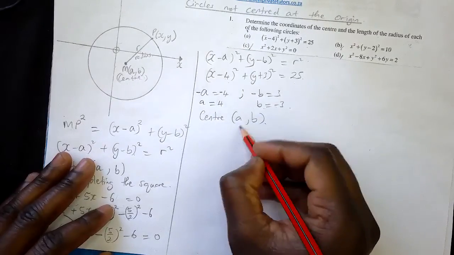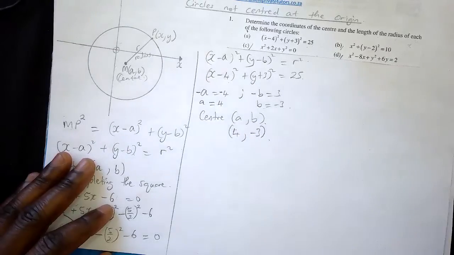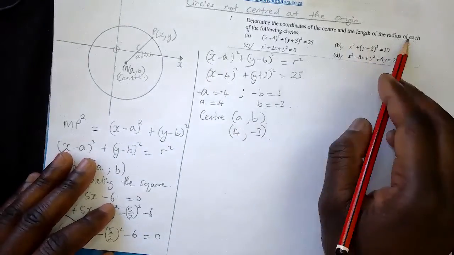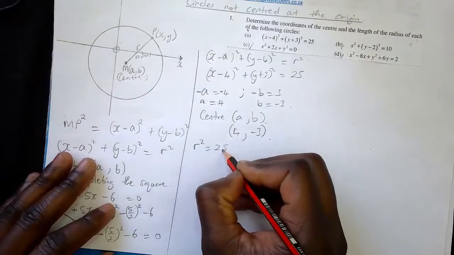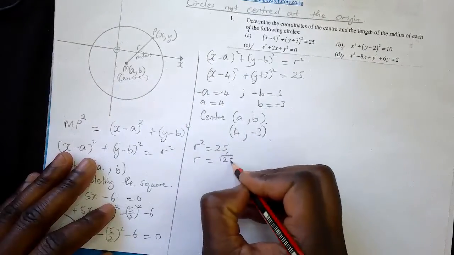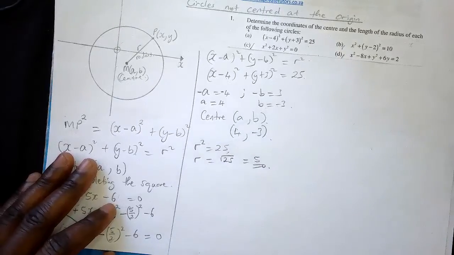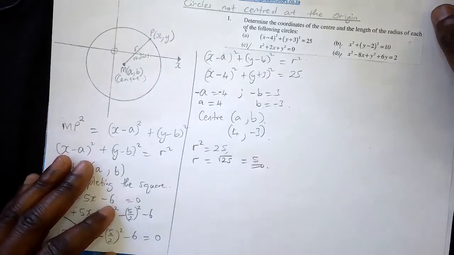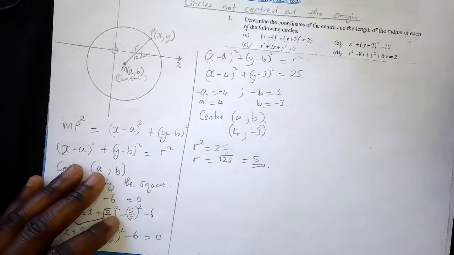What is our A? It is 4. What is our B? Negative 3. That's our center. What about the length of the radius? We know that r squared is equal to 25. So r is going to be equal to the root of 25, which we'll get as 5. Remember, here you can't put plus or minus because the length can't be negative in this case. So you just choose the positive one. It's just plus 5.